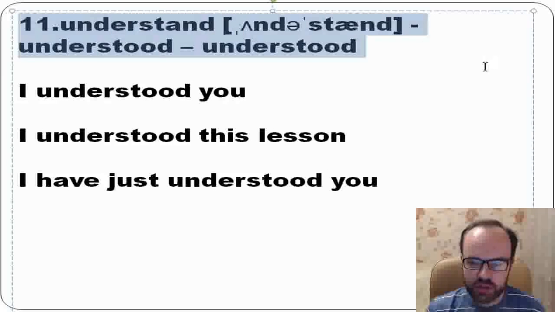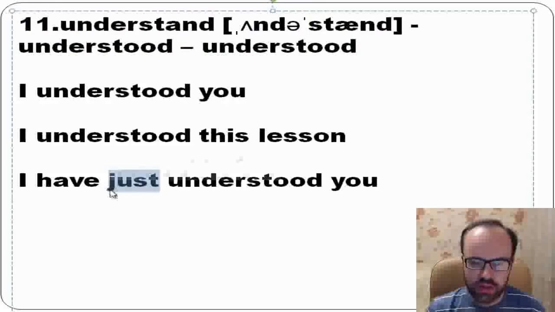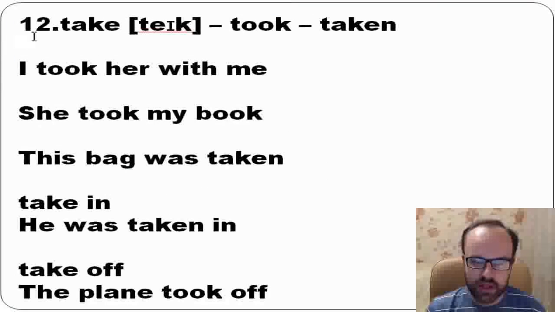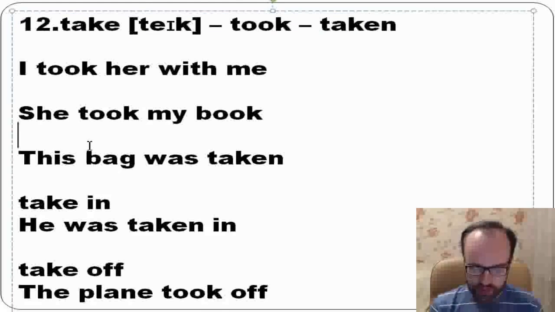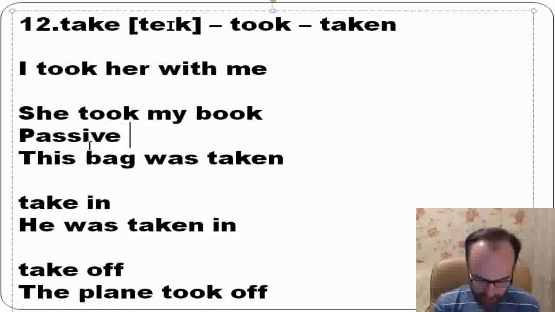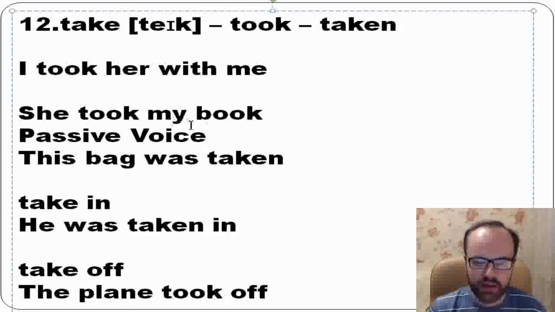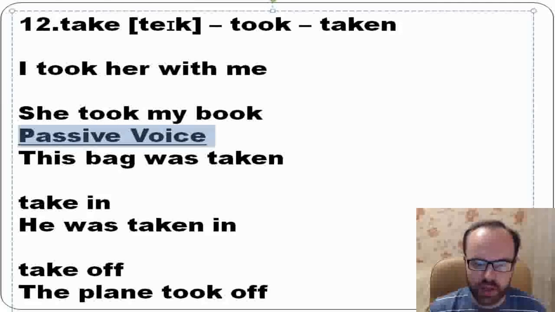Understand, understood, understood. I understood you. I understood this lesson. I have just understood you. So it's present perfect because of just. Take, took, taken. I took her with me. She took my book. This bag was taken. So it's passive voice. It means that someone took this bag. So this bag was taken by someone.